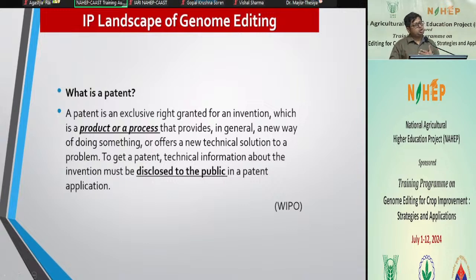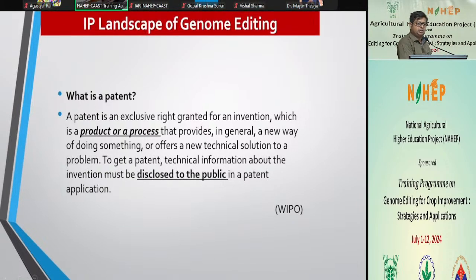But what you are getting by disclosing it is some protection: for the next 20 years you have the sole rights of licensing this technology, right? So it is a give and take. I disclose my invention, and in return what I get is protection for 20 years. So essentially, a patent is this.